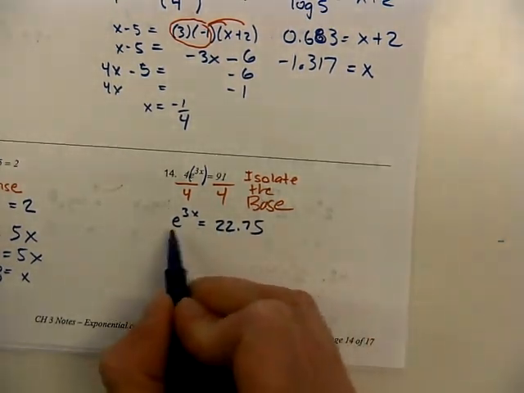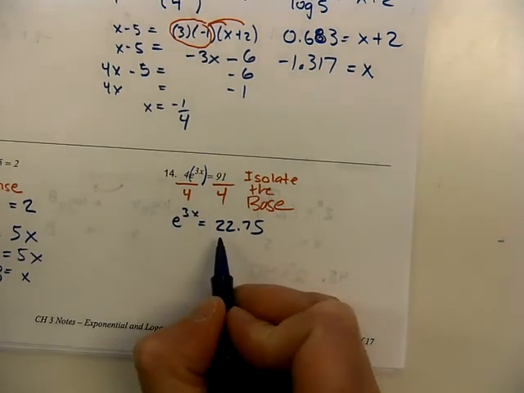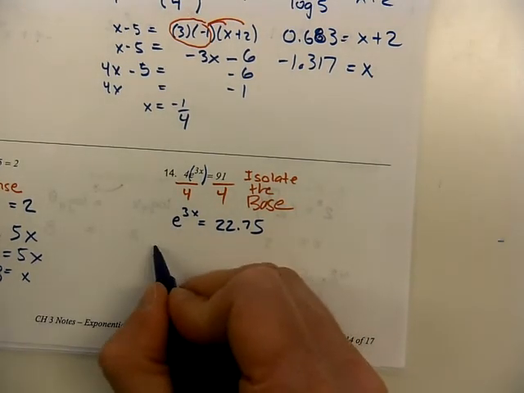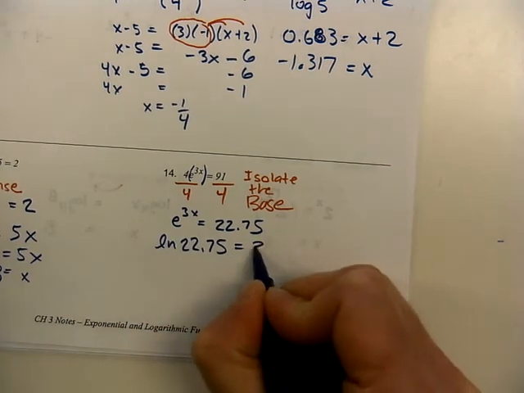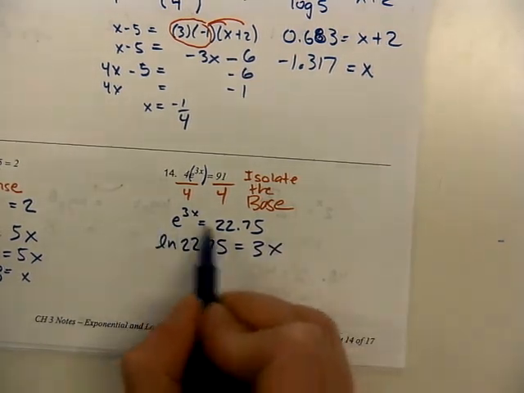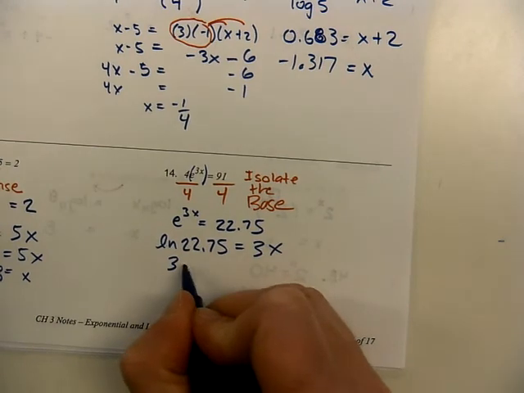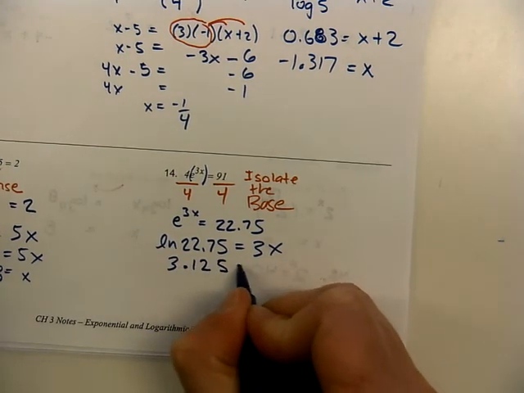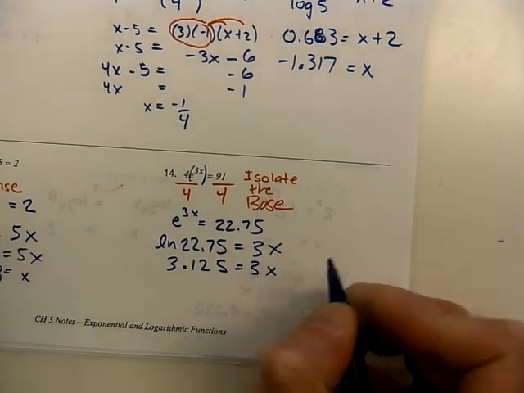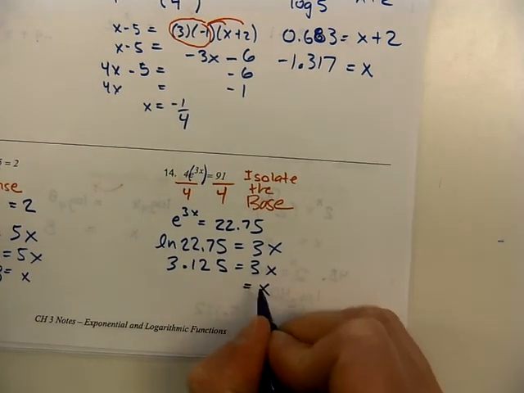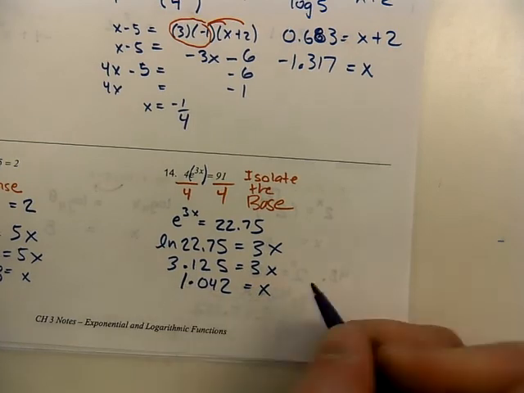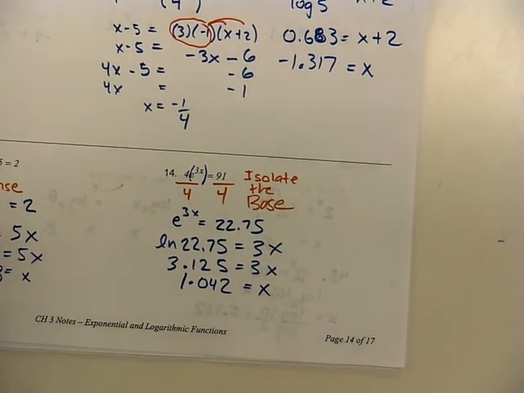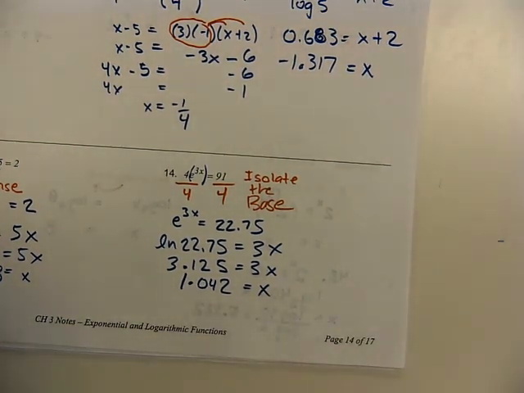Now I cannot make those bases the same, so let's turn this into a logarithmic form with the base of e. So natural log 22.75 equals 3x. So again, as I go to the calculator, I'm going to be approximating this value of 3.125, and then we're dividing that by 3, so we're approximating again. So we do tend to lose some accuracy when we have these multiple steps, but that's good enough. We have the approximate answer there.